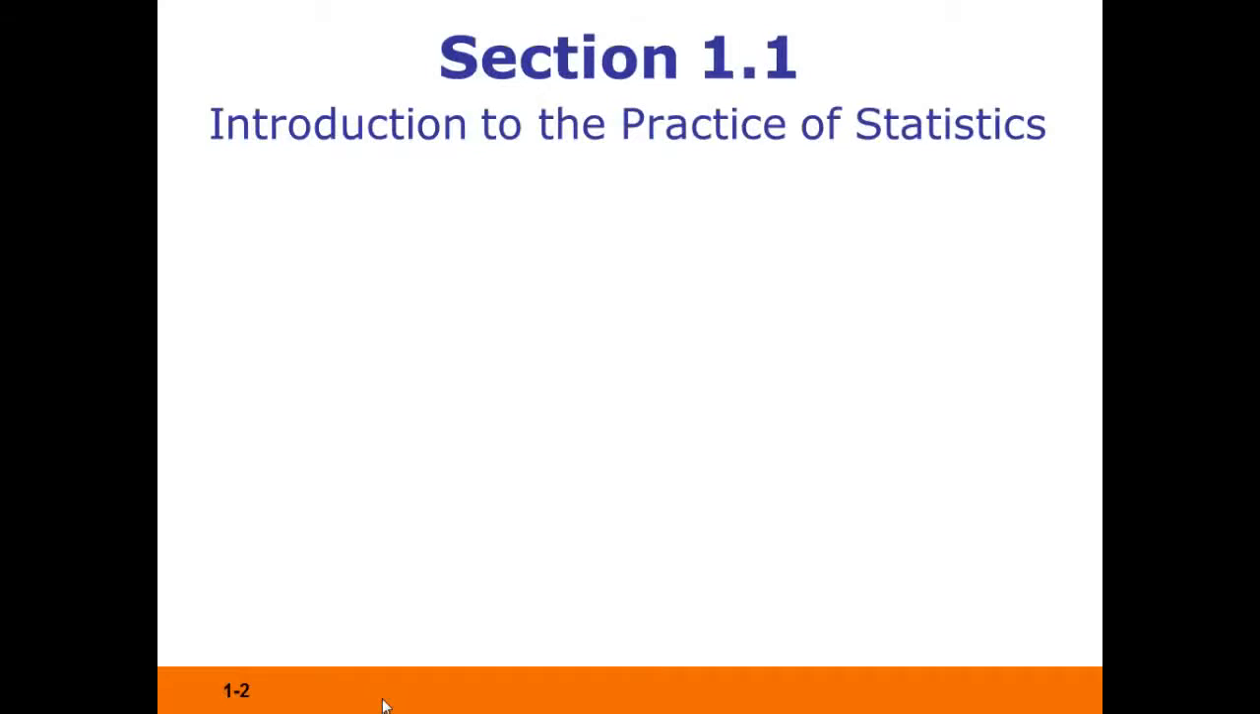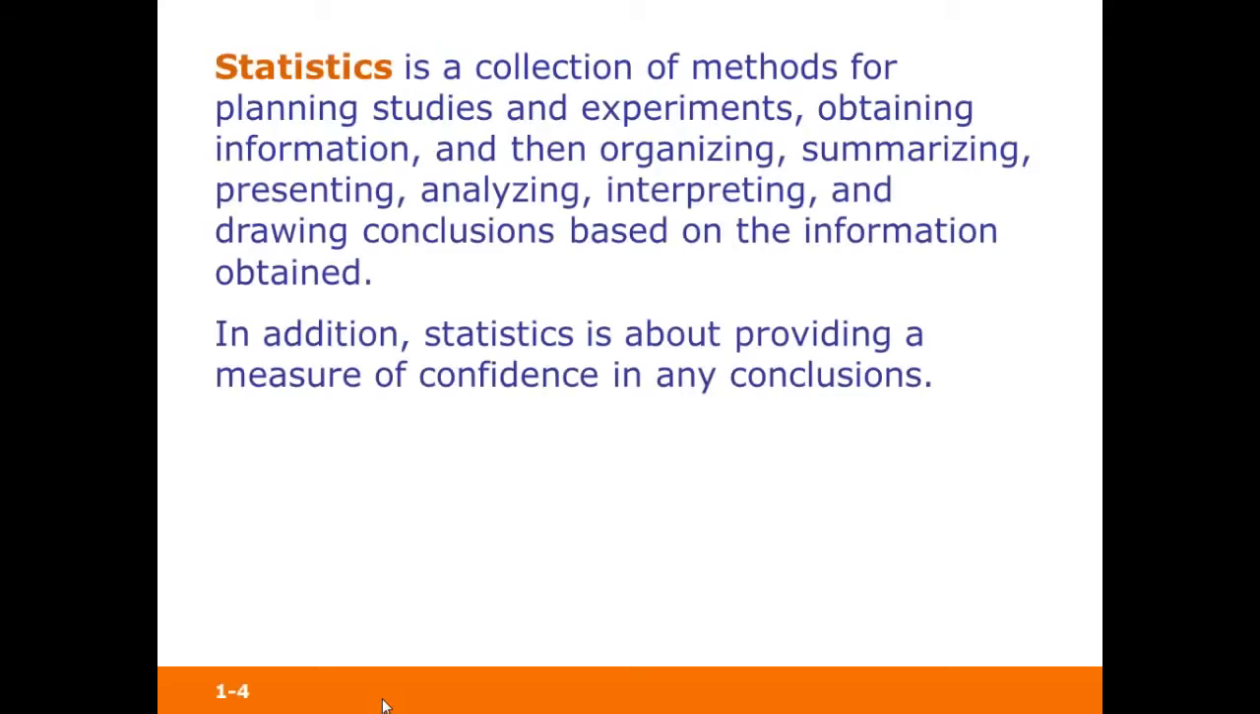The first section we're going to talk about in this chapter is section 1.1, Introduction to the Practice of Statistics. The definition from your textbook for statistics is that statistics is a collection of methods for planning studies and experiments, obtaining information, and then organizing, summarizing, presenting, analyzing, interpreting, and drawing conclusions based on the information obtained. In addition, statistics is also about providing a measure of confidence in any conclusions we might come to.